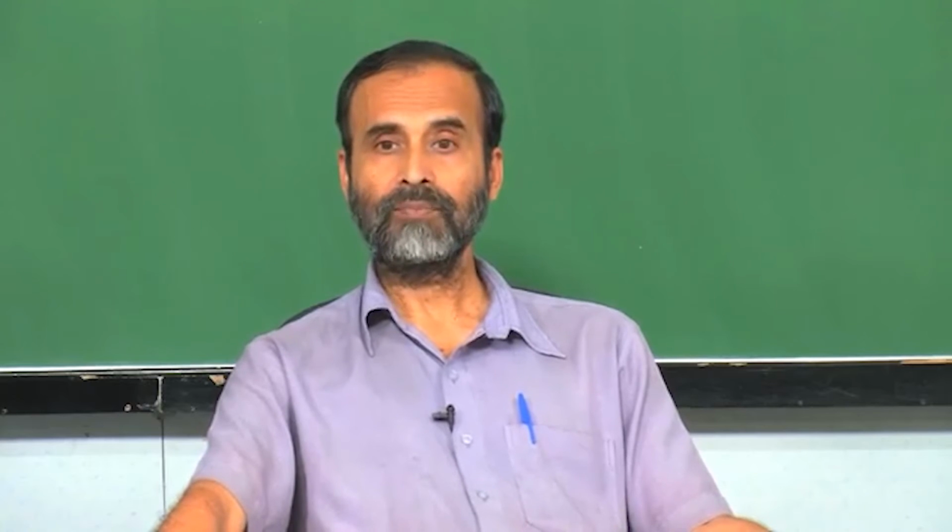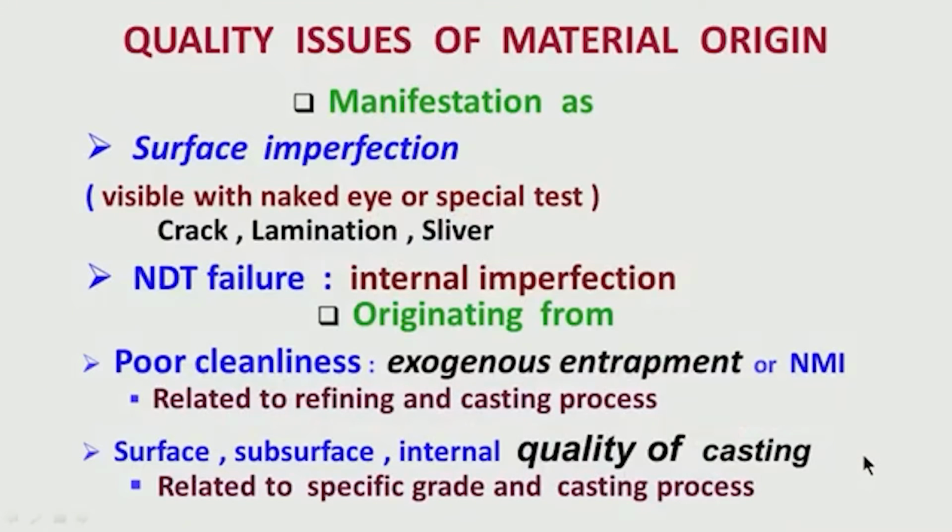Now, on top of this, there may be certain poor quality of the casting. When you are casting a particular steel product, depending on the specific chemistry or the specific grade or based on the casting process itself, certain surface, subsurface or internal quality issues might be evolving. For example, there might be some cracks, there might be some surface undulations, or there might be certain defects at the subsurface, or certain internal issues like central segregations and things like that. So, all these are related to the quality of the casting.